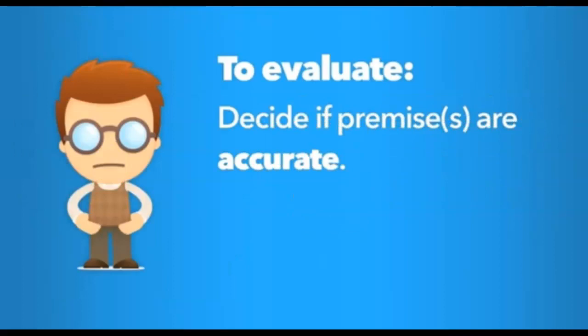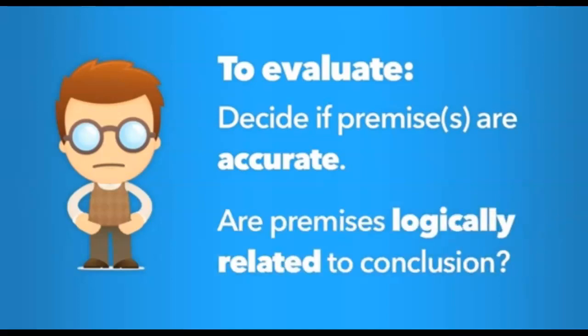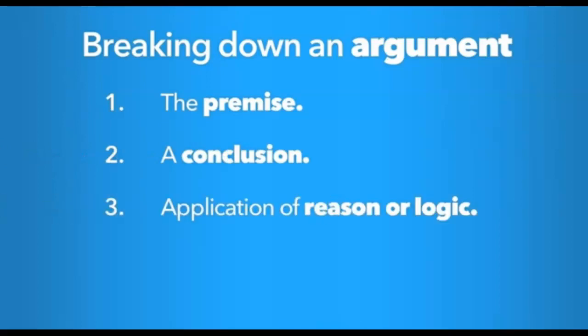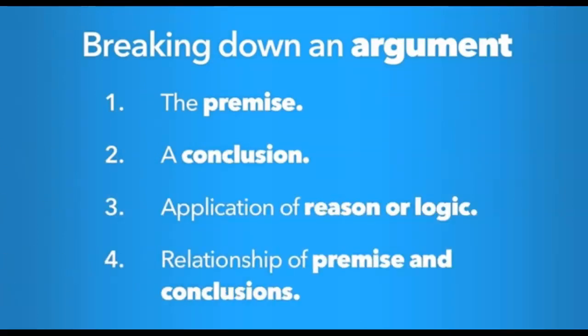To evaluate means to do two things. First, decide whether the premise or premises are true or accurate, and second, determine whether the premises are logically related to the conclusion. In future modules, you'll learn more about this evaluation process. We're going to break down the definition of an argument by focusing on 4 key points. 1, the premise. 2, the conclusion. 3, the application of reason or logic. And 4, the relationship between premises and conclusions.